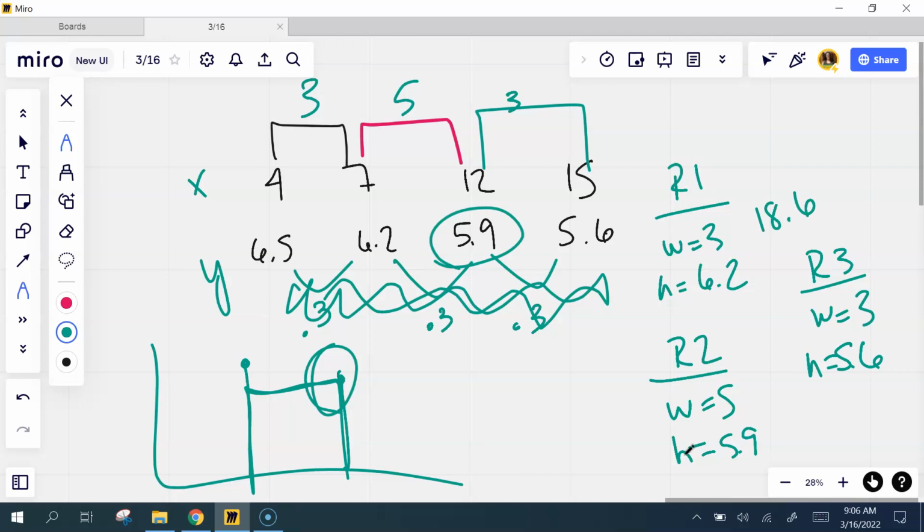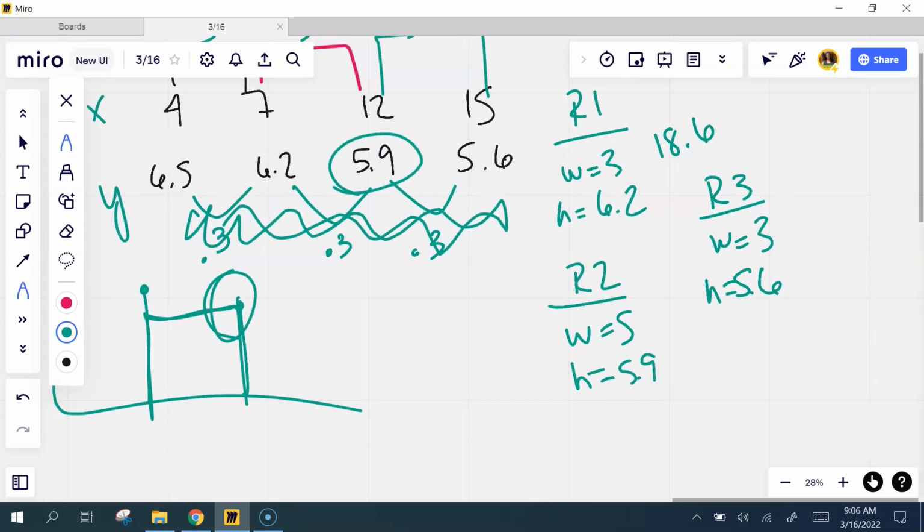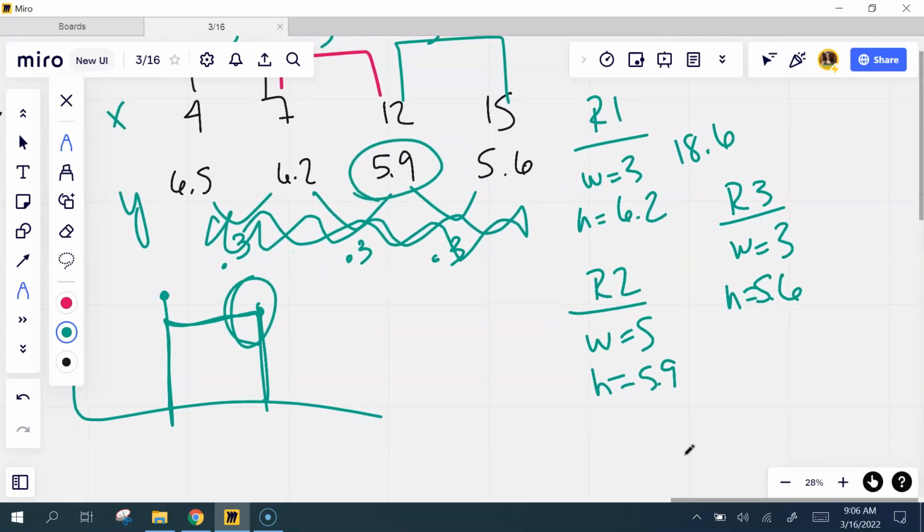Look what you have to do without a calculator here, right? I'm finding the area of each rectangle and then adding it together, because that's the area under the curve using rectangles. 5 times 5.9. What is that? 29.5. And then add all 3 of those together, and you get 64.9, which is answer A.